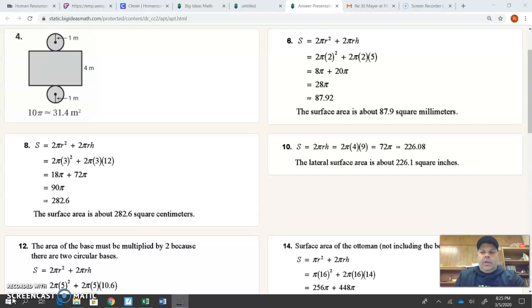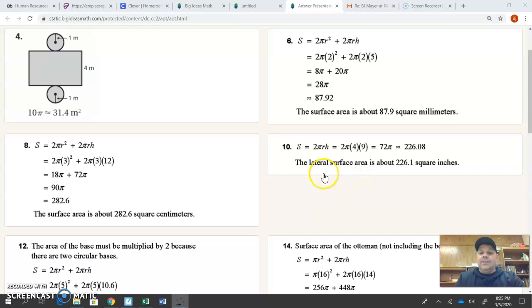Again, you should not be having to go back to the basket now that you have turned those in. Our answers for number 4: 31.4 square meters, 10 pi, which equals approximately that. Number 6, the surface area is about 87.9 square millimeters. The surface area for number 8 is 282.6 square centimeters.